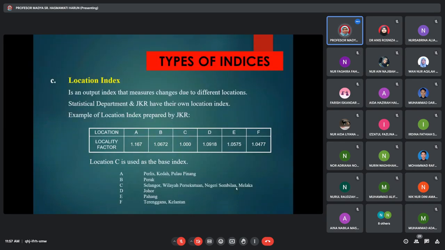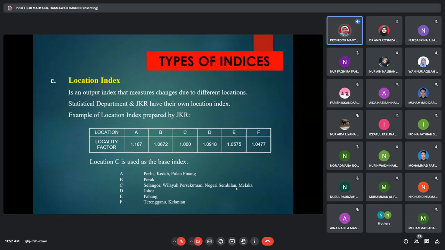For example. Alright. So for this, JKR has prepared locations according to demography, whereby they group together places that have certain locality factors. For example, if you are in Perlis, Kedah and Pulau Pinang, you are in location A, and the index is 1.167. Later we will use this index to show how we are going to update the location factors using some of these indices.